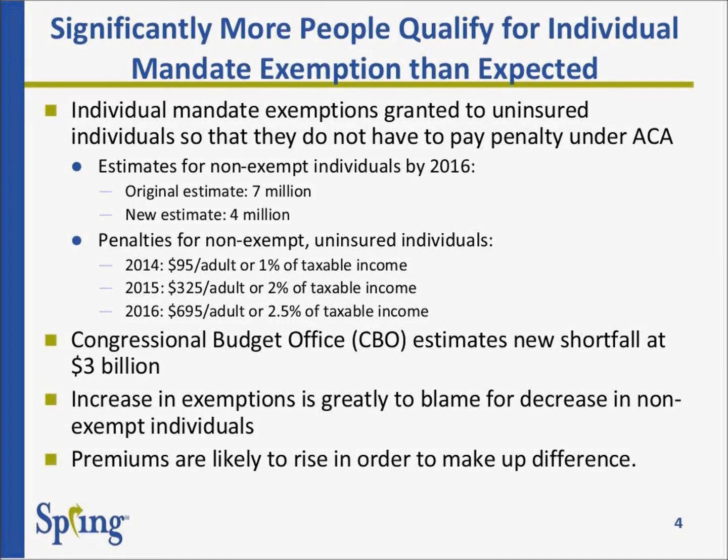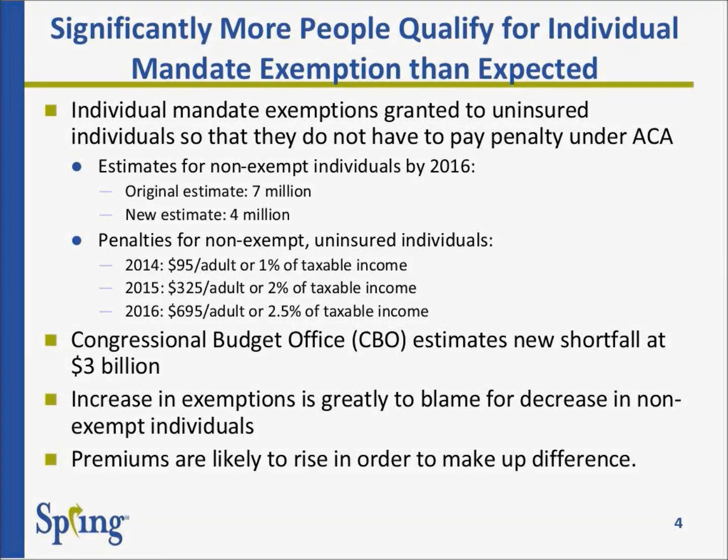So the estimates for non-exempt individuals: the original estimate was 7 million. The new estimate is now 4 million. That is going to result in a revenue drain. Penalties for non-exempt uninsured individuals, you see the timetable, they're not very much in the first year, $95 per adult or 1% of taxable income. And then it grows in year 2 and 3.